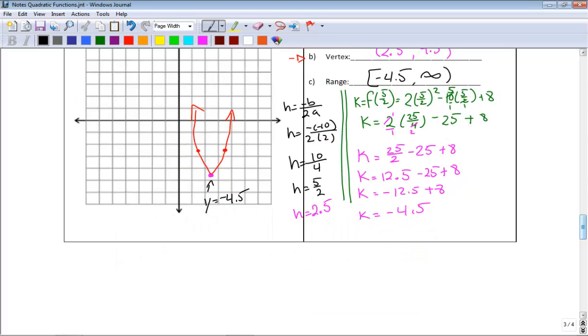The next video is going to deal with finding the minimum and maximum values of quadratic functions and also finding their x-intercepts.